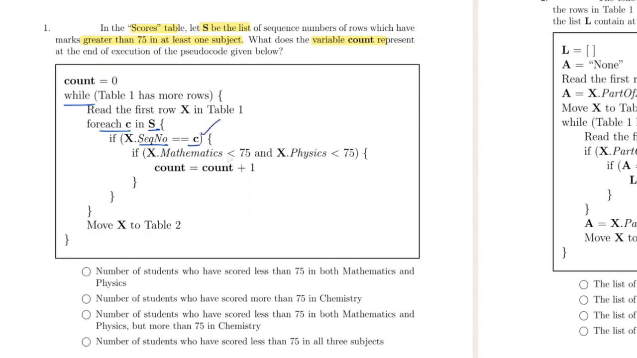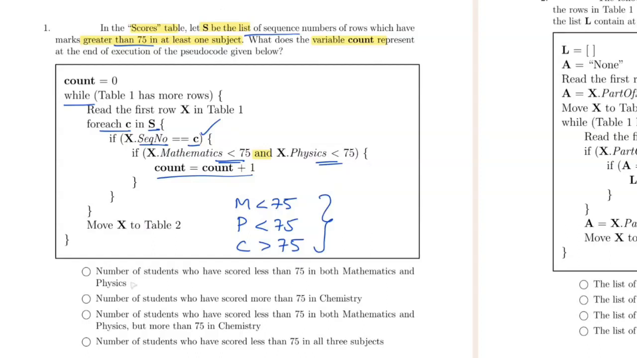And then if mathematics marks is less than 75 and physics marks is also less than 75, you have to observe the "and", so both conditions should be satisfied, then the count is incremented. So basically maths marks is less than 75 and physics marks is less than 75, and as we were told earlier, the list is of students who have marks greater than 75 in at least one subject. So definitely chemistry is greater than 75. So we are going to count the students who have the following details, right?